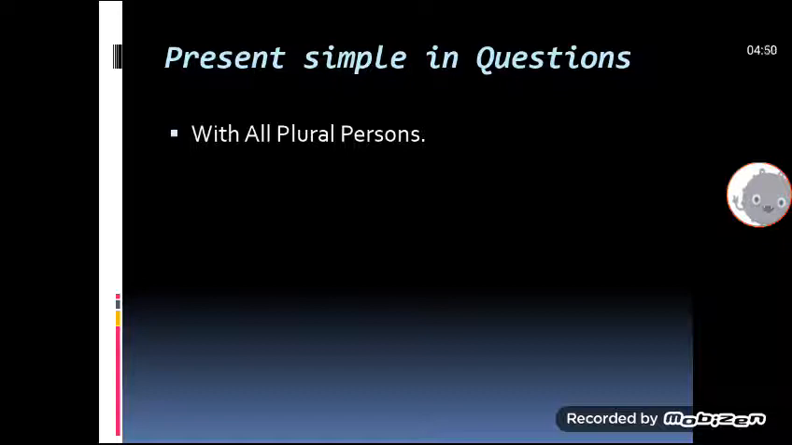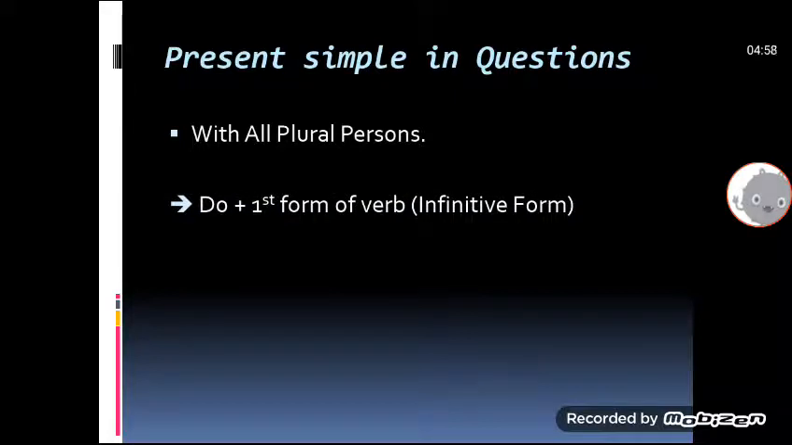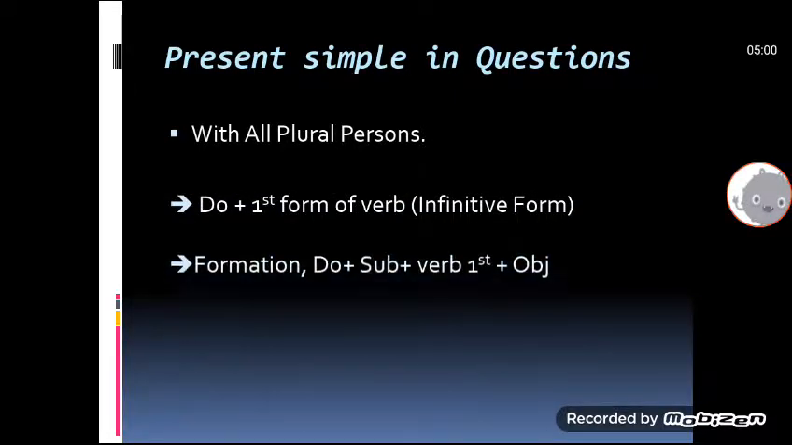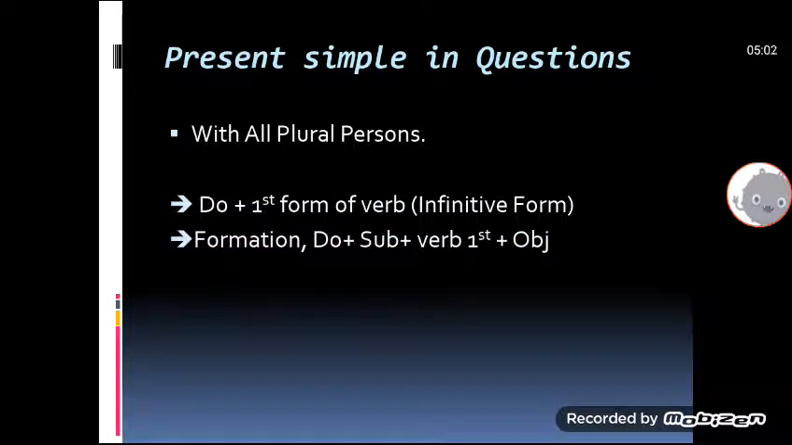And the previous was about first person singular and second person singular. And now, when the person is plural, what will happen? Do plus first form of verb, infinitive form. So the formation will be do plus subject plus verb first plus object. Look at the example, you may understand. Do we walk to school?